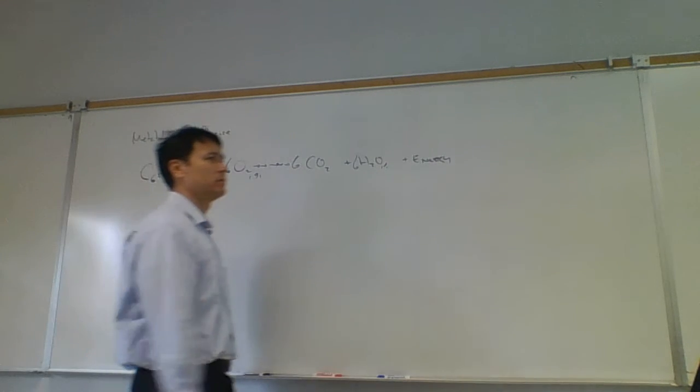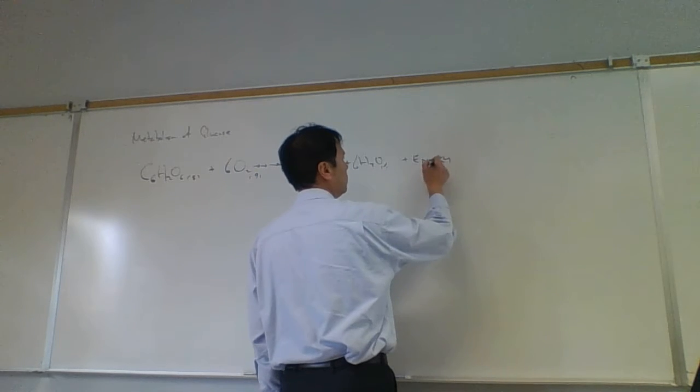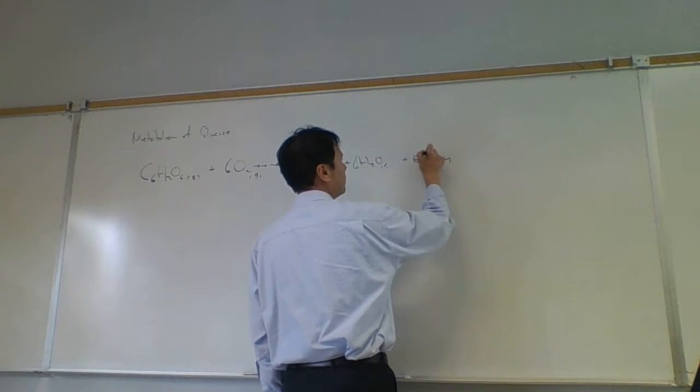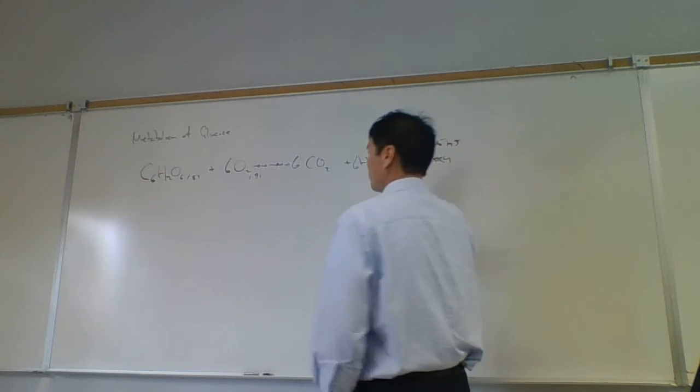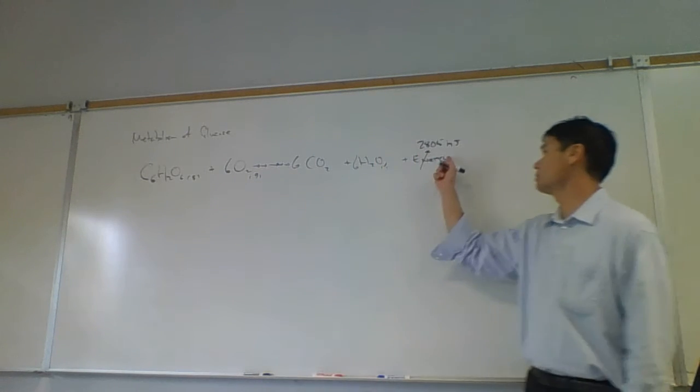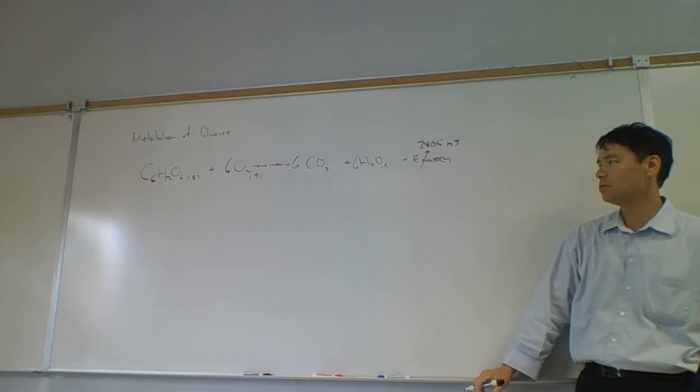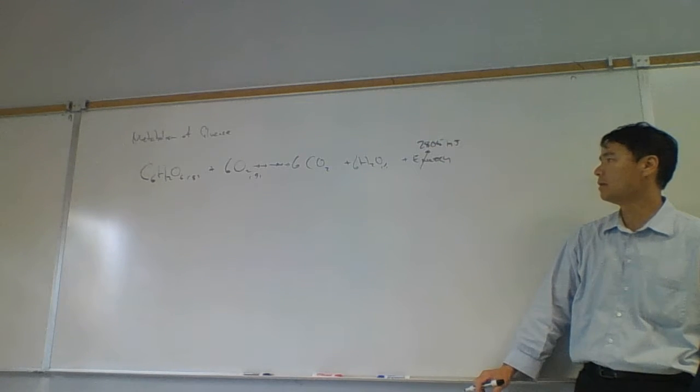So the amount of energy is going to be 2805 kilojoules per mole. And so we can write that in here, 2805 kilojoules. This is kilojoules per mole of glucose, so we just write it kilojoules because that's how many moles of glucose we have being metabolized.